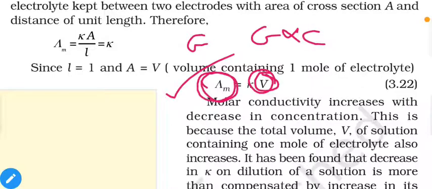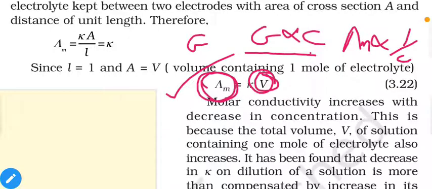If concentration increases, then normal conductivity increases. But for lambda m, they are inversely proportional. If concentration increases, then lambda m decreases. If concentration decreases, lambda m or molar conductivity increases.